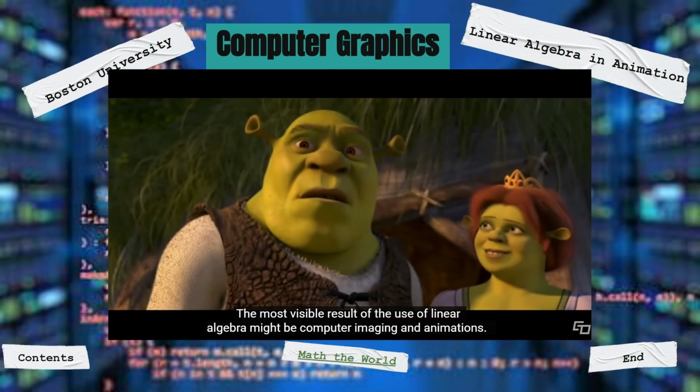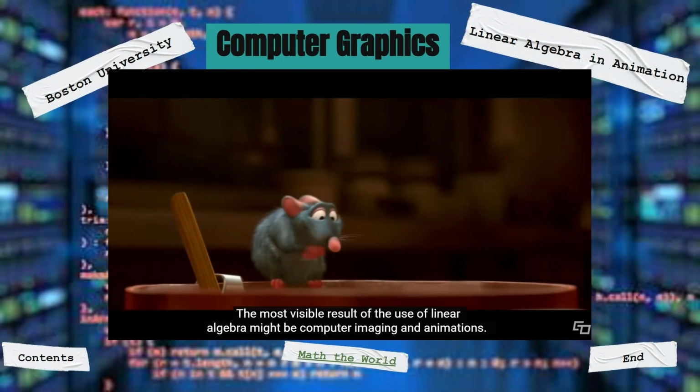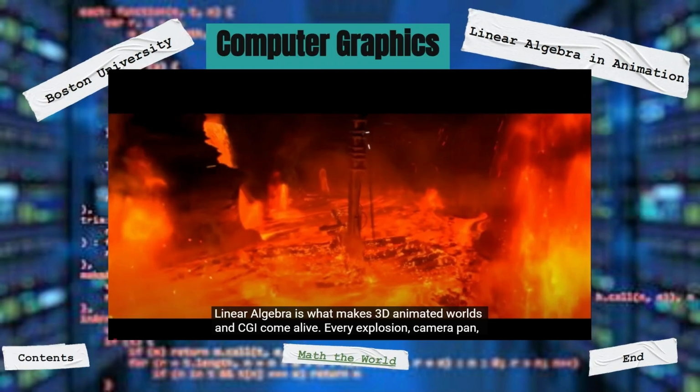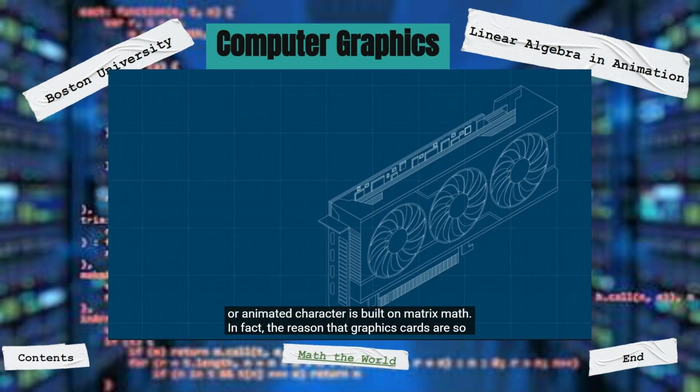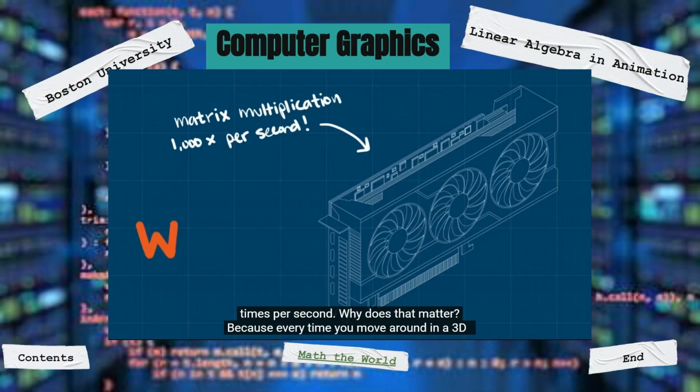The most visible result of the use of linear algebra might be computer imaging and animations. Linear algebra is what makes 3D animated worlds and CGI come alive. Every explosion, camera pan, or animated character is built on matrix math. In fact, the reason that graphics cards are so important in video games is that they do matrix multiplication thousands of times per second.